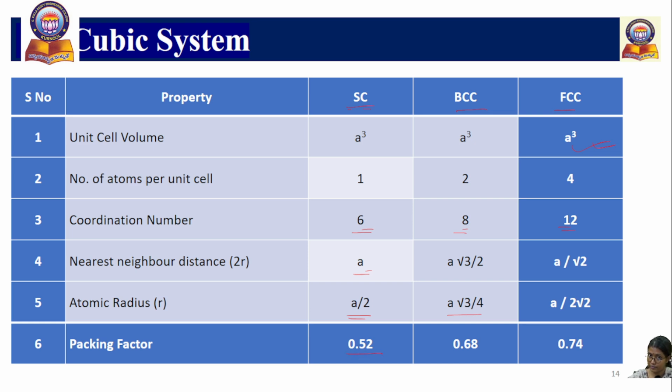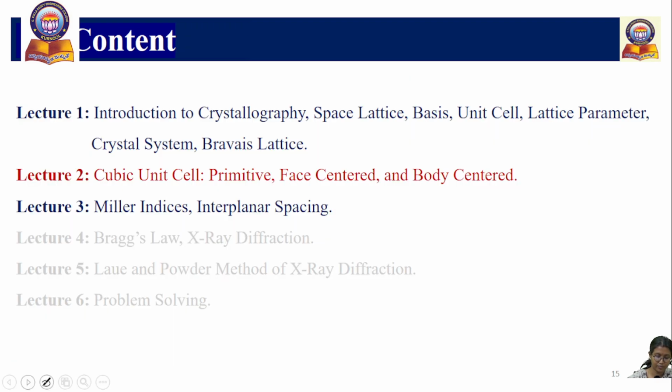Packing fraction 0.52, 0.68, 0.74. If we write in percentage, we just have to multiply by 100, then it will be 52%, 68% and 74%. Which is the highest packed, highly packed? FCC. Lowest packed? Simple cubic. Okay. So in the next lecture, we are going to discuss Miller indices and interplanar spacing.